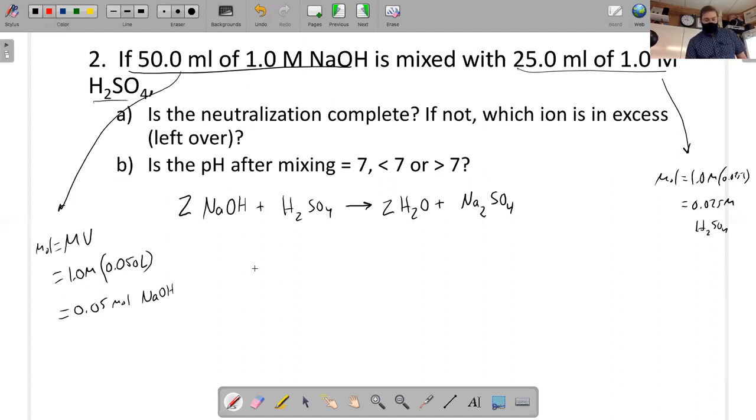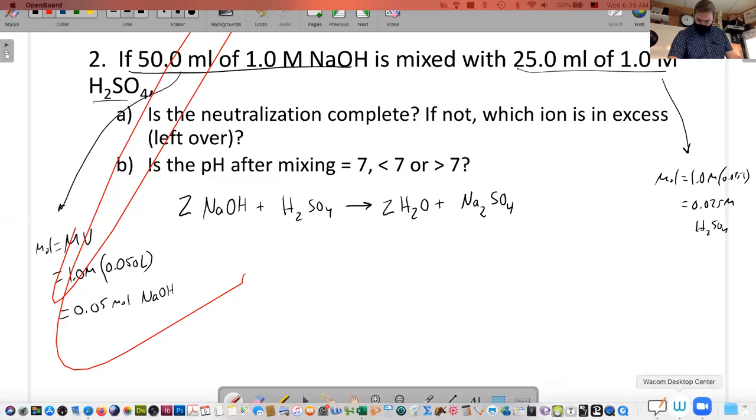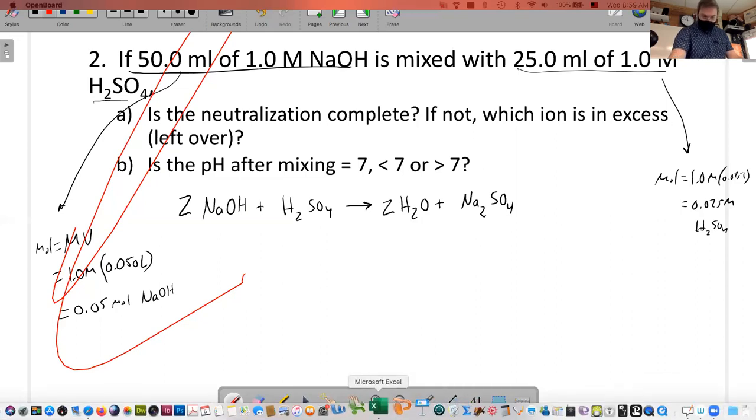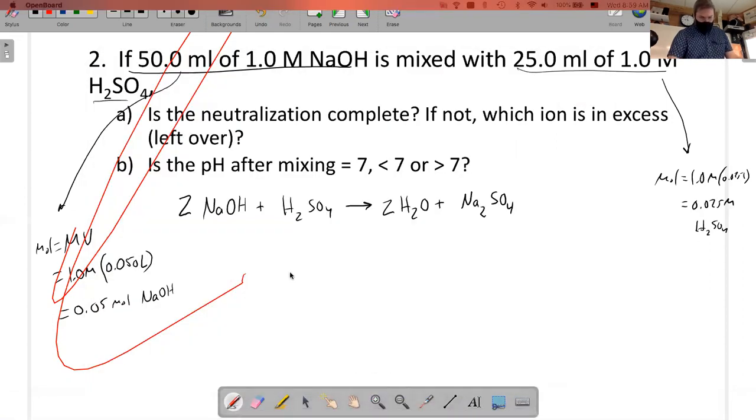If you take the amount of each reactant, like 0.05, hold on, I gotta quit a program. I got too much stuff going on here. This is all being slow. Where'd my cursor go? Here it goes. Let's see what else is open. Oh, Excel. All right, that's better.